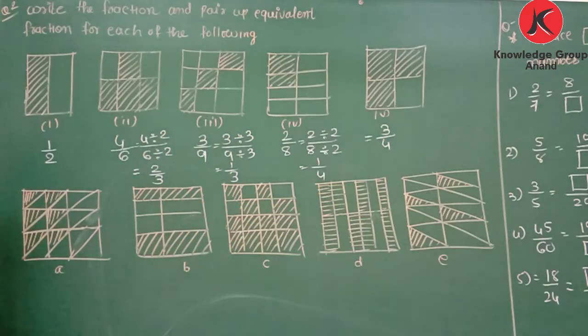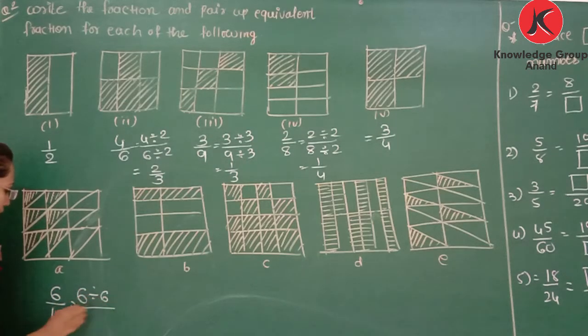Now for the next one, this figure. So how many total parts, first of all we need to find. So 1, 2, 3, 4, 5, 6, 7, 8, 9, 10, 11, 12, 13, 14, 15, 16, 17, 18. So total parts are 18. From that, how many parts are shaded? 1, 2, 3, 4, 5, 6. 6 parts are shaded. Now, is there any number that divides 6 and 18 both? Yes, 6. So 6 is divisible by 6 and 18 is also divisible by 6. So we get 1 by 3.